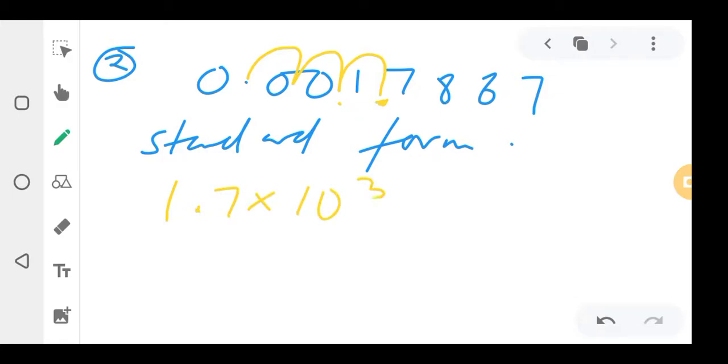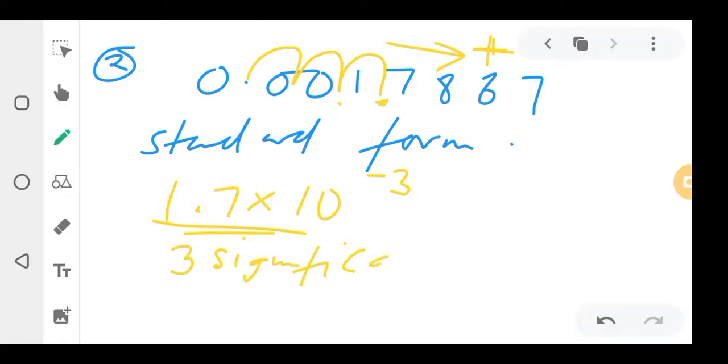You moved 3. Which direction are you moving? Right. So you are moving to the positive direction. If you are moving to the positive direction towards the right, you write negative. So this answer there will be negative 3. It means you have written in standard form. And then now, significant figures, this one will be 3 significant.